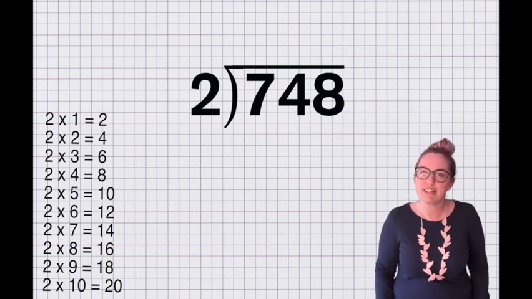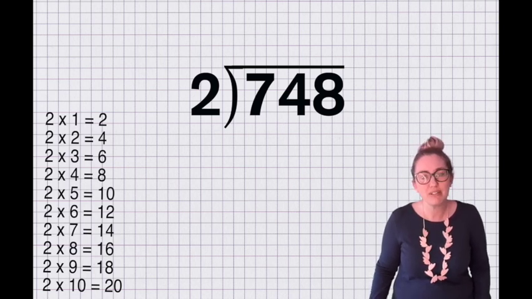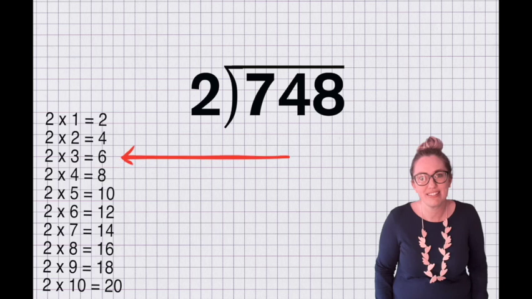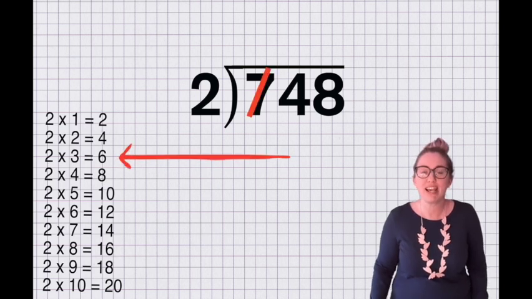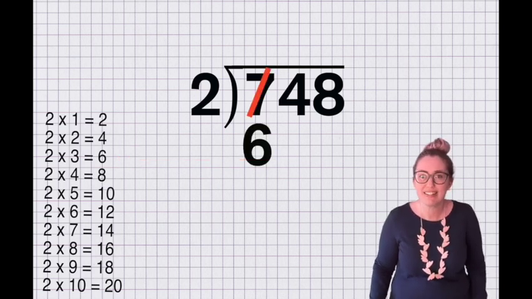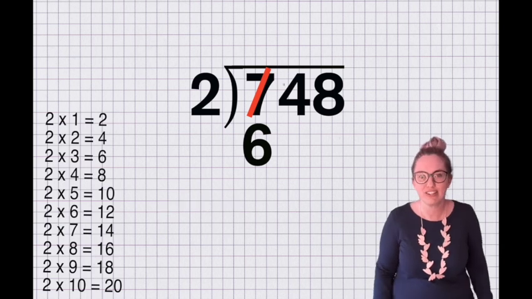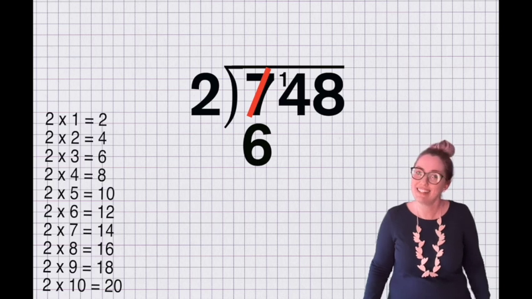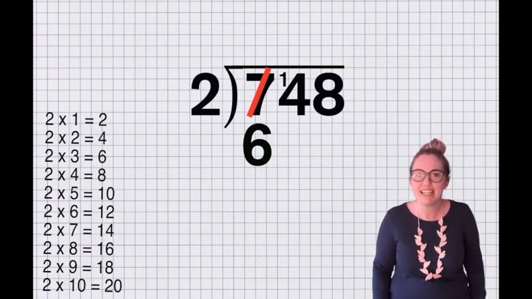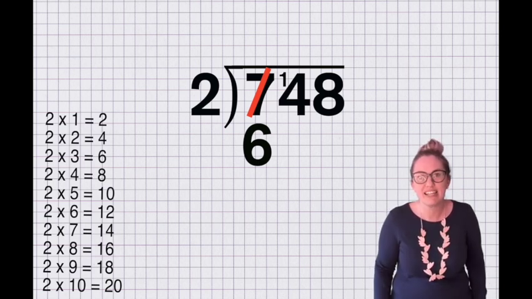So checking those answers, we're looking for an answer just less than 7. So in our 2 times tables, that answer is 6. We are going to adjust our 7 to a 6. Then we need to look for the difference between 7 and 6, which is 1, and place that 1 into the next column, our tens column. Now we have a 6 in our hundreds column, 14 in our tens column, and 8 in our ones column.